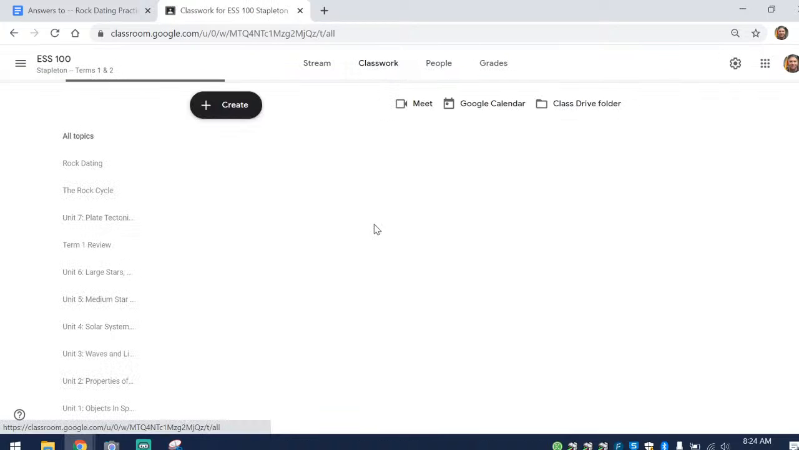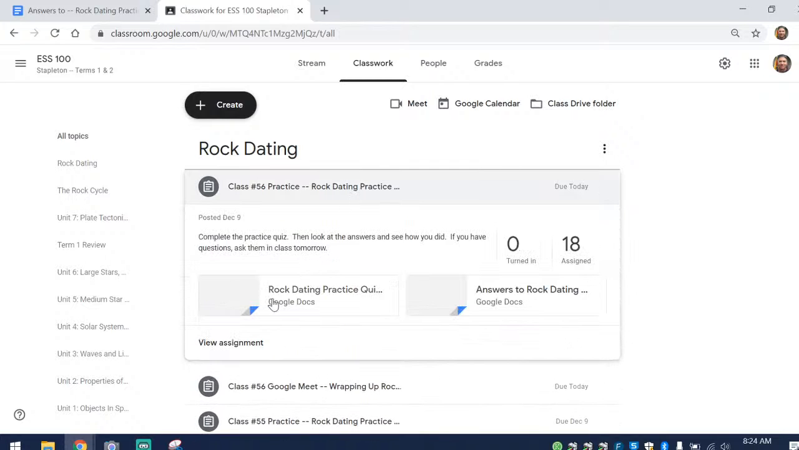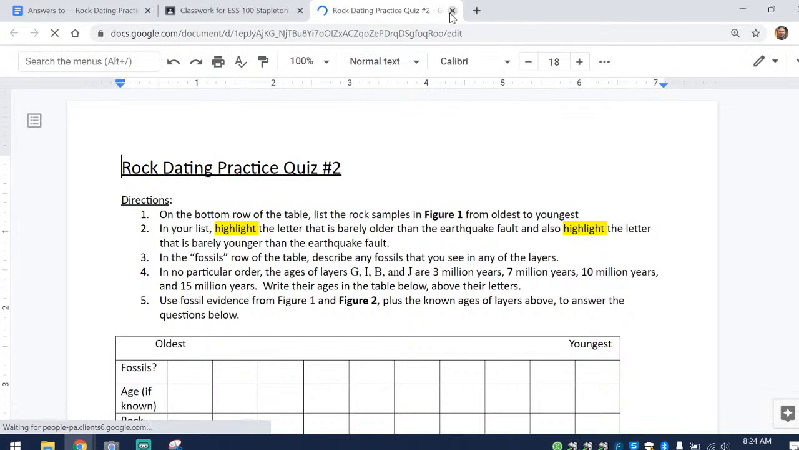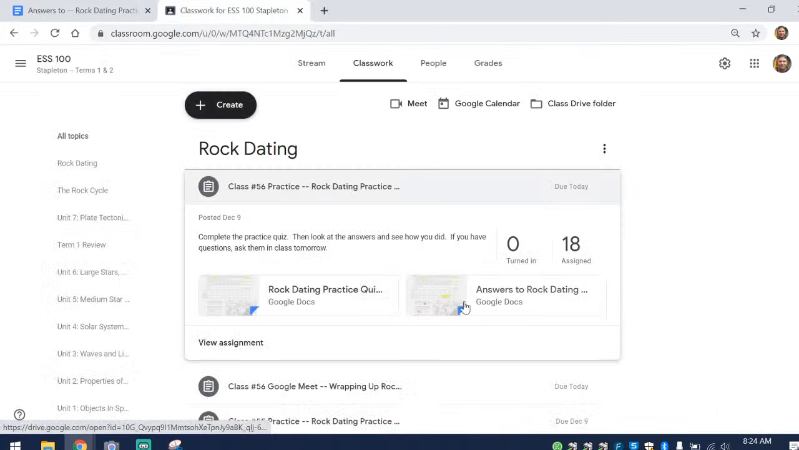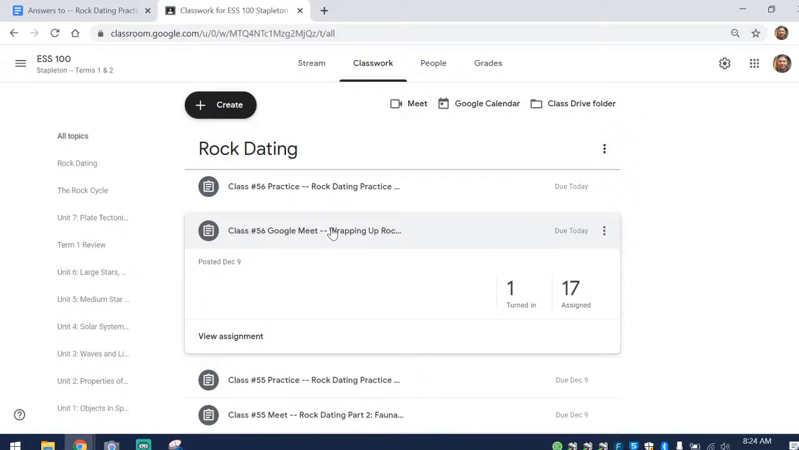Google Classroom, classwork. I think this is it right here, rock dating practice. So I've given you this, which you make a copy of and do. And then there's this, which is the answers. So you can check your answers after you're done. And before we take the actual quiz tomorrow, if you got anything wrong, ask me about those, or you could email me. And this is what we're doing right now.